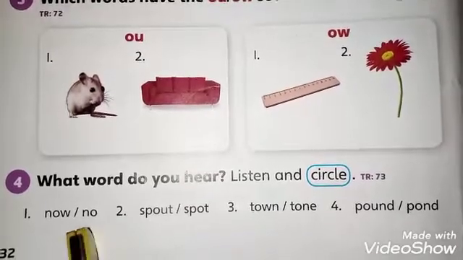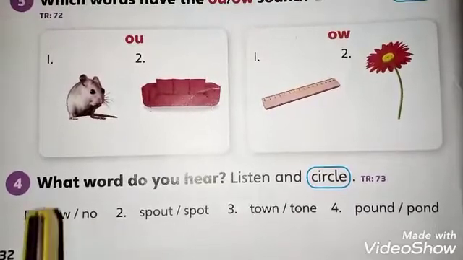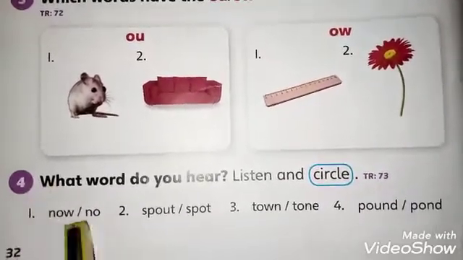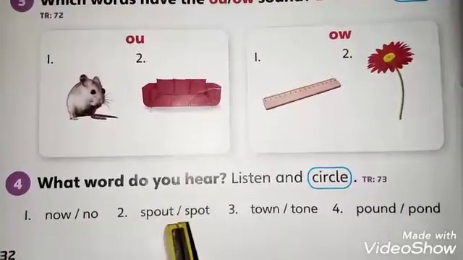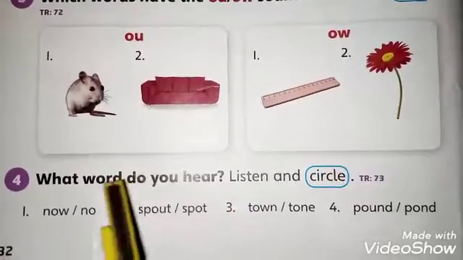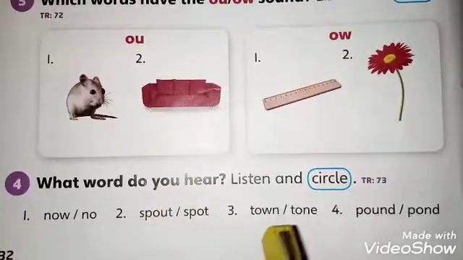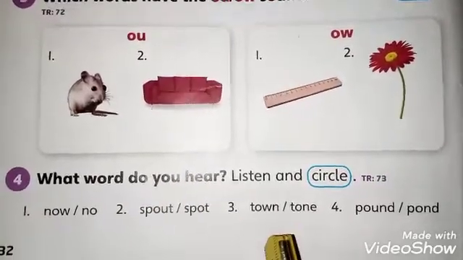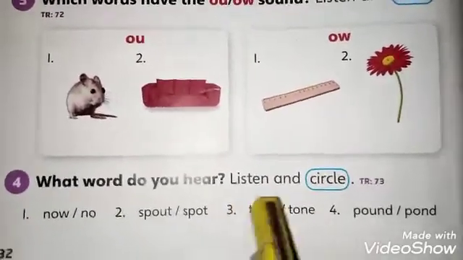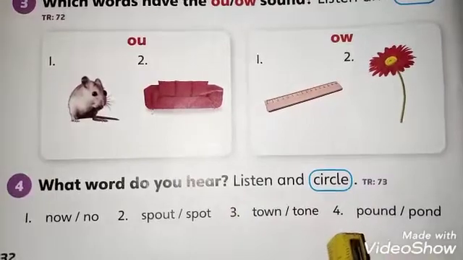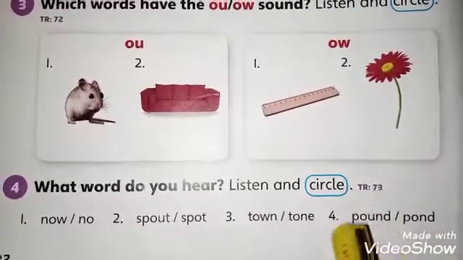Okay. Do you hear the word now or no in number 1? It says now. You circled now. And number 2, do you hear the word spout or spot? Spout. You're going to circle spout. As you can see, it also has a house sound. And number 3, we have town and tone. It says town because it also has the house sound. And number 4, we have pound and pond. Pound is the right answer.